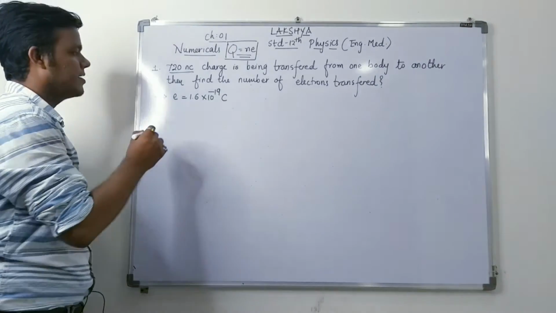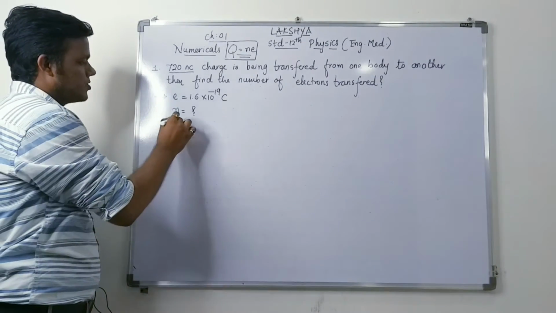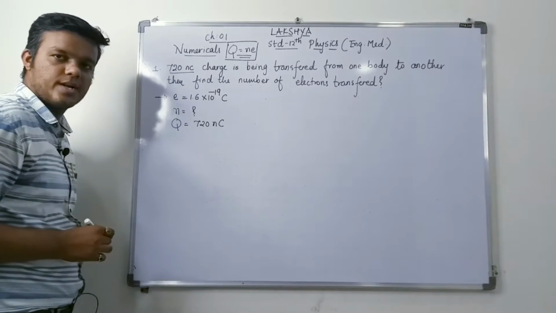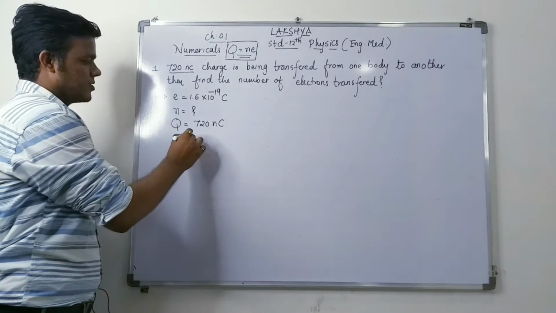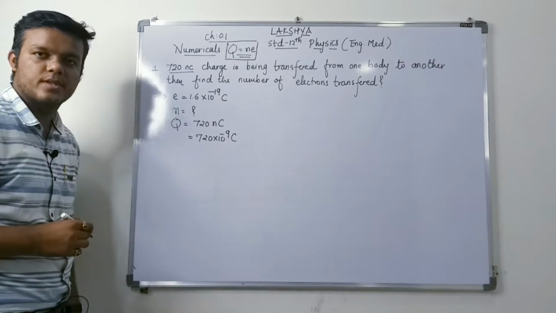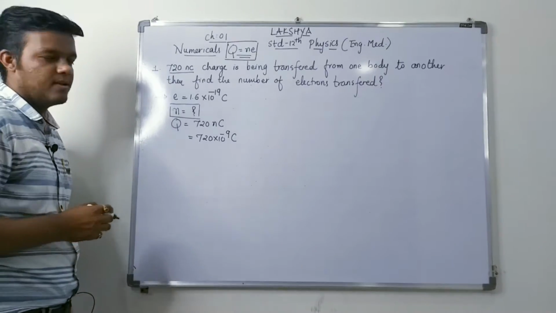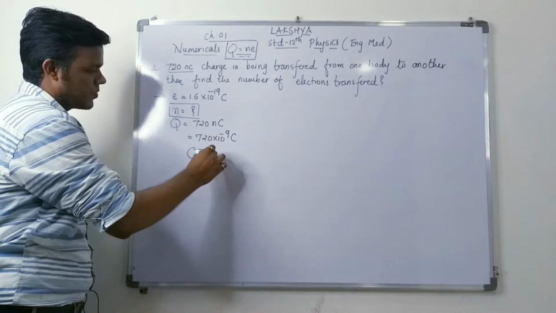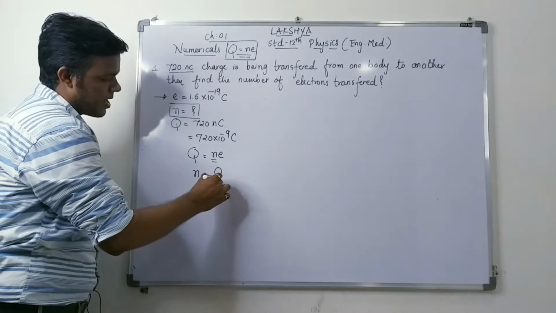We have to find the number of electrons here, and what is given? Total charge Q is given, which is 720 nanocoulomb, and we know that nano means 10 raised to minus 9 coulomb, right? So it will be 720 into 10 raised to minus 9 coulomb. Now we have to find the value of N. Let me use this formula, Q equals Ne. We have to find the value of N equals Q by e.